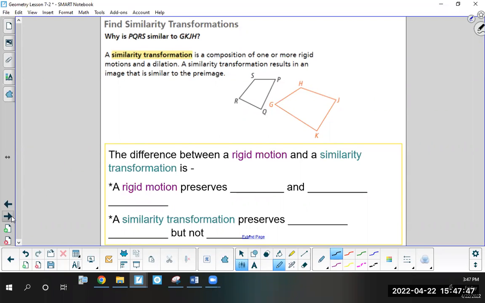Okay, and then let's talk about the differences a little bit. This one can be a little bit different because of what it preserves. The difference between a rigid motion and a similarity transformation is a rigid motion preserves distance and angle measure.